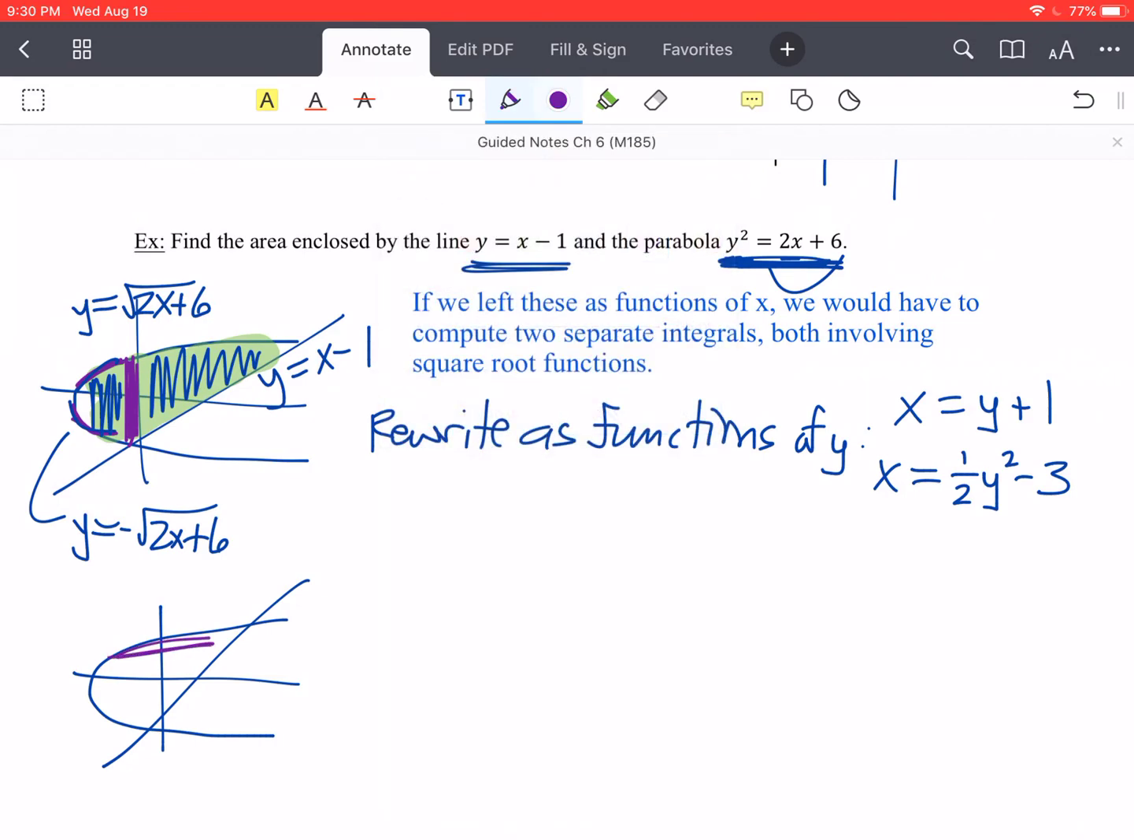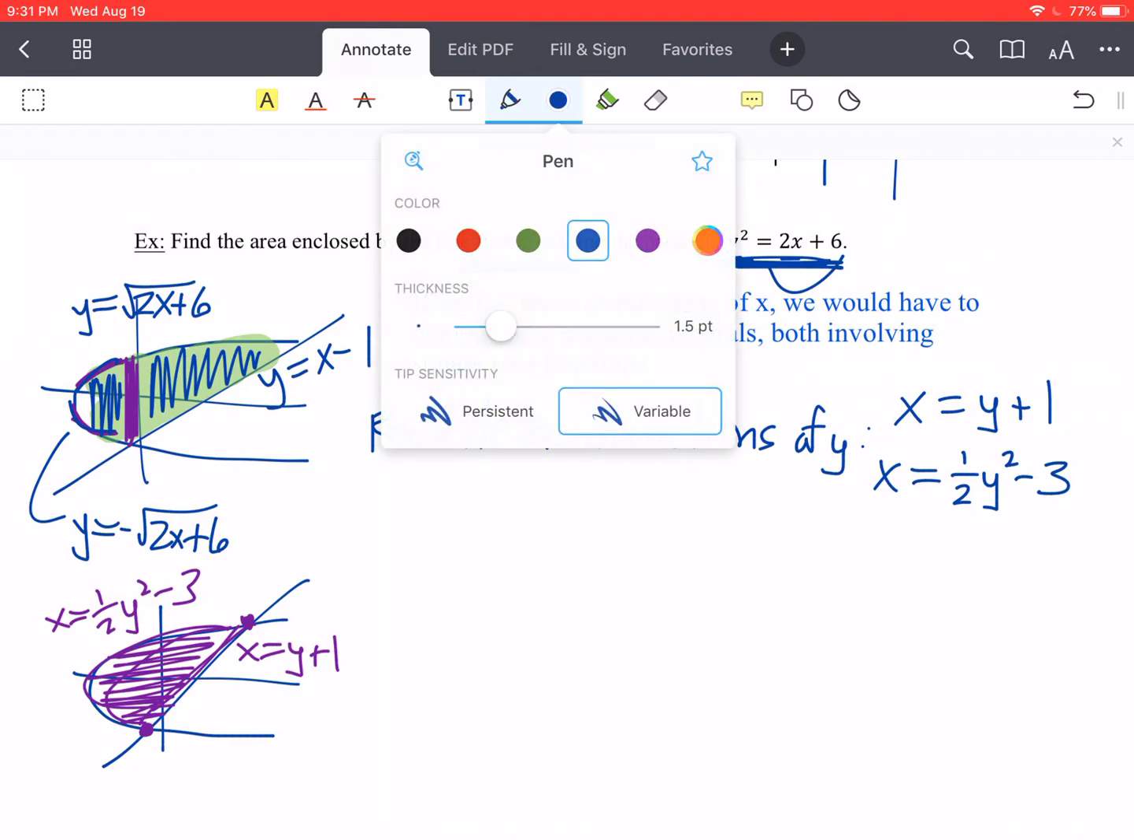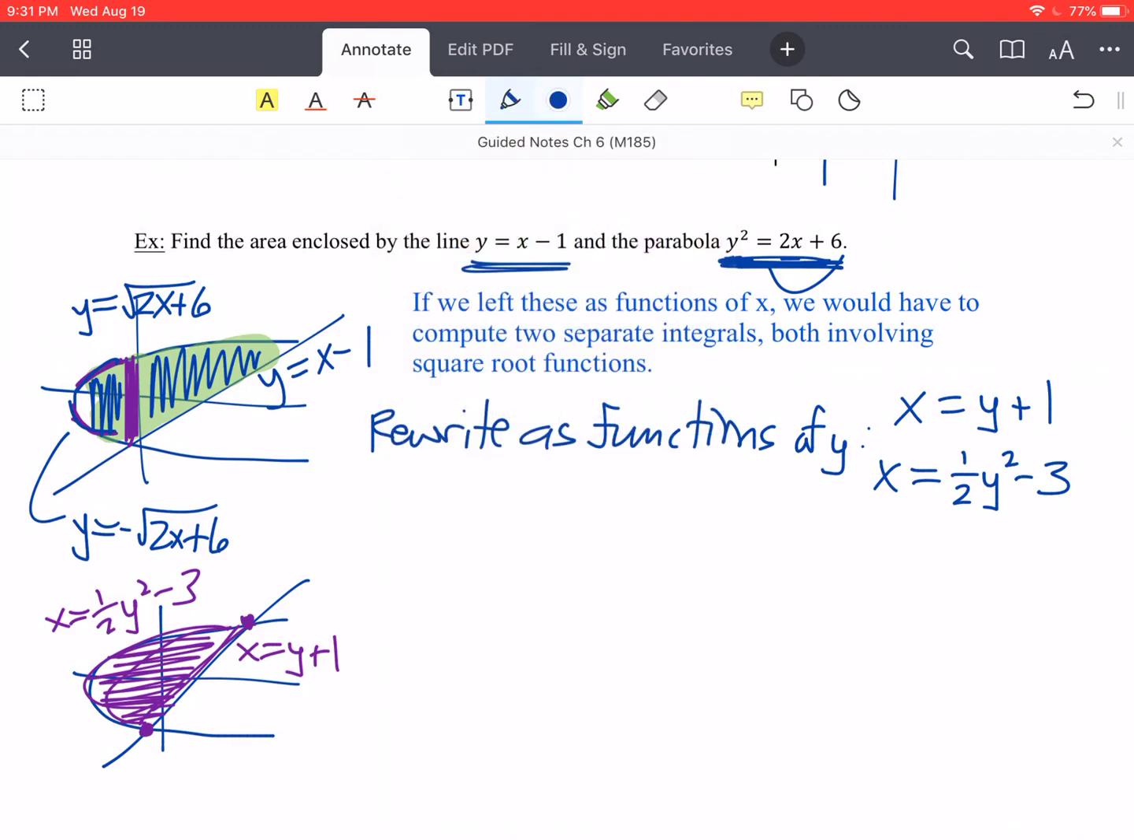So now we're going horizontally, and it's just one function to another function the entire way, right? The line to the parabola. So this is x equals y plus 1, and this is x equals 1/2 y squared minus 3. Now the next order of business is finding the bounds. We need to find these points of intersection so that we can then use them in our integral. So let's find the intersection points.